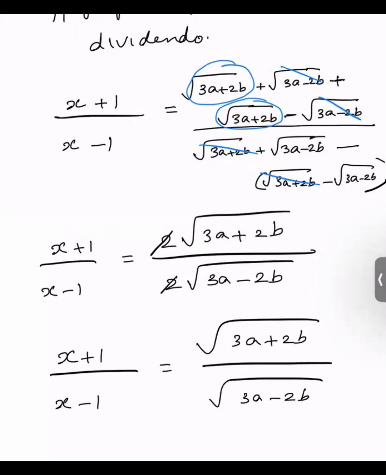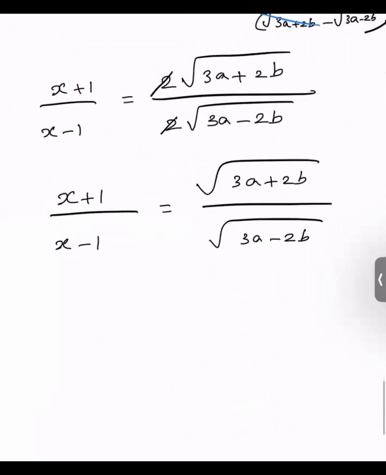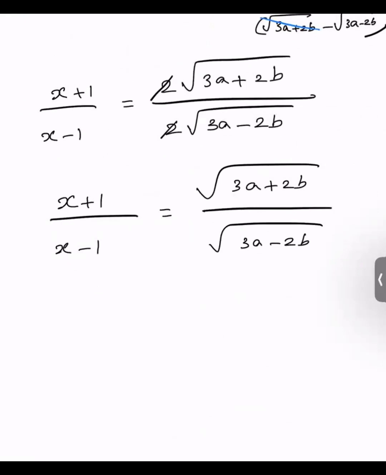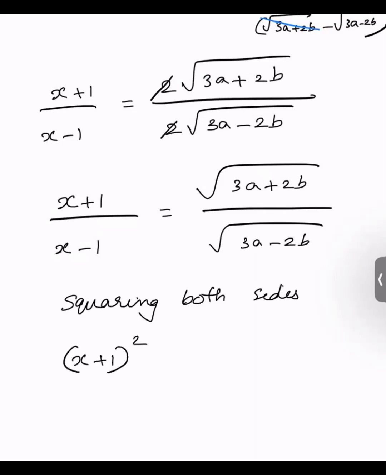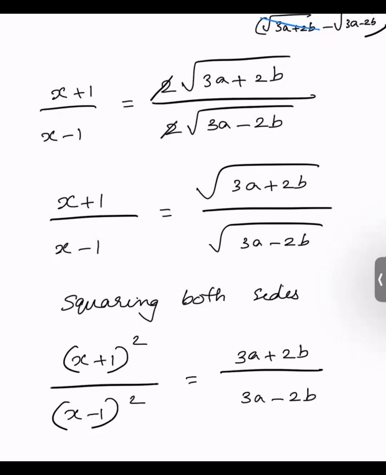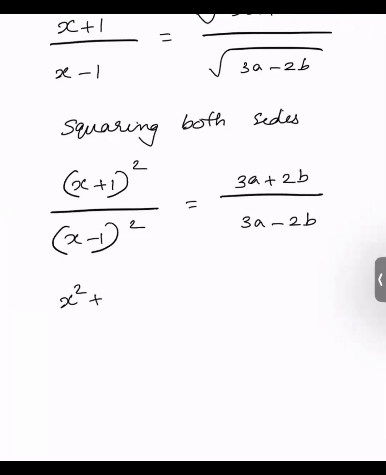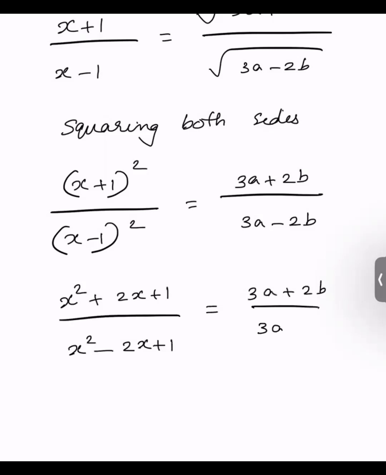I'm still not done. Now, when I have X plus 1 divided by X minus 1 equal to root 3A plus 2B divided by root 3A minus 2B, squaring both sides, what do I get? I'm getting X plus 1 the whole square divided by X minus 1 the whole square is equal to 3A plus 2B divided by 3A minus 2B. X square plus 2X plus 1 divided by X square minus 2X plus 1 is equal to, write as it is, 3A plus 2B divided by 3A minus 2B.